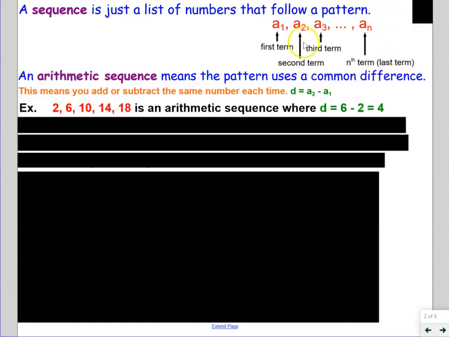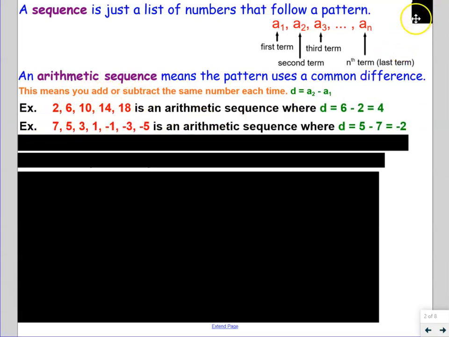Here's a short example. We have 2, 6, 10, 14, 18. This is an arithmetic sequence where the common difference d is 6 minus 2, which is 4, because 6 is the second term, minus 2 is the first term. Since it's positive 4, that's really adding. 2 plus 4 gets you 6. 6 plus 4 gets you 10. 10 plus 4 is 14. 14 plus 4 is 18. And that's it. This is a short 5 term list.